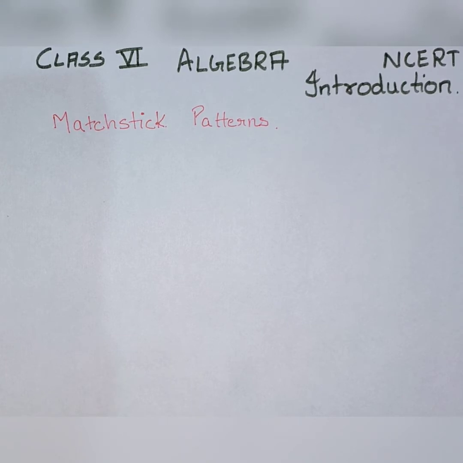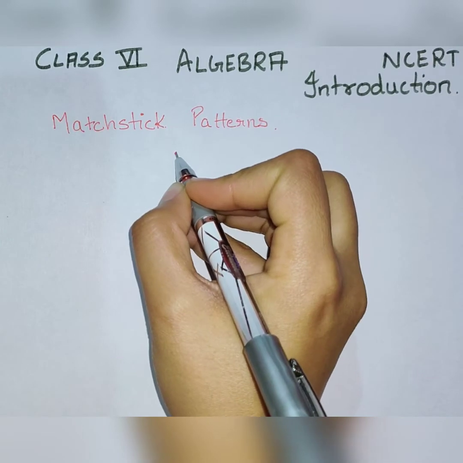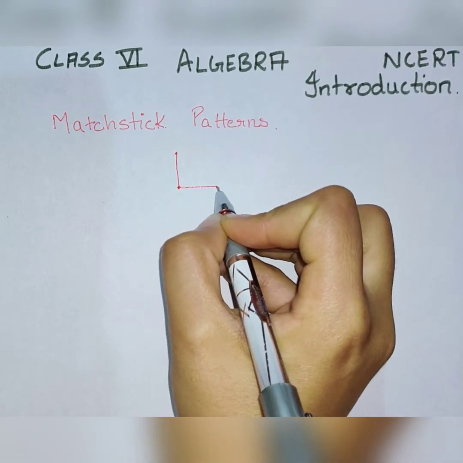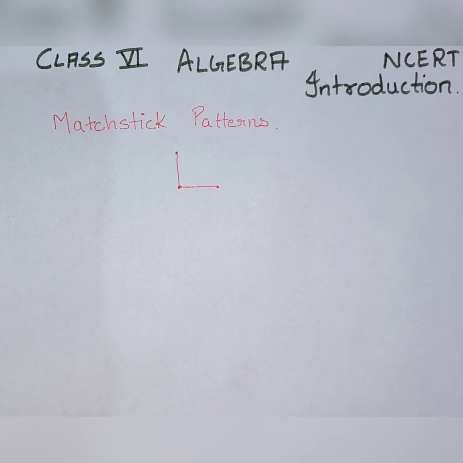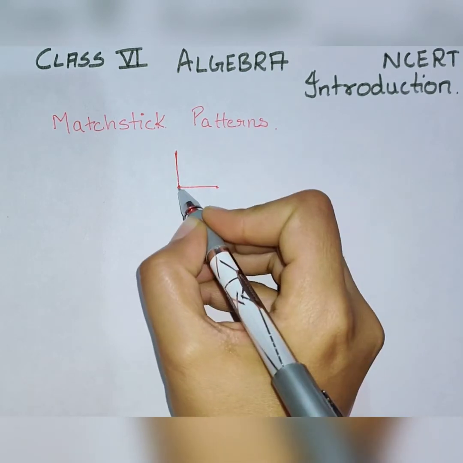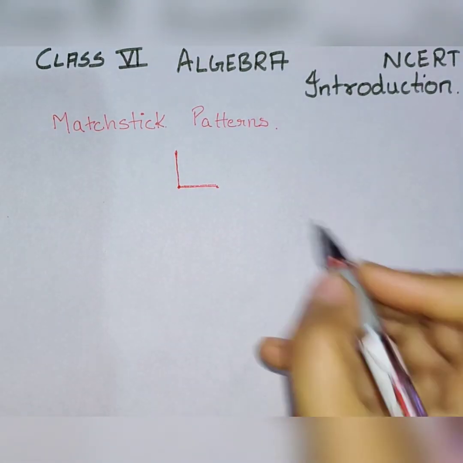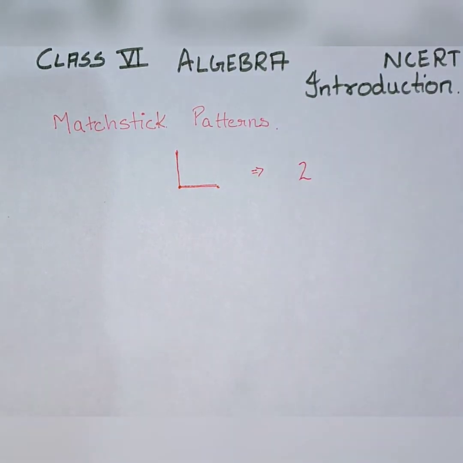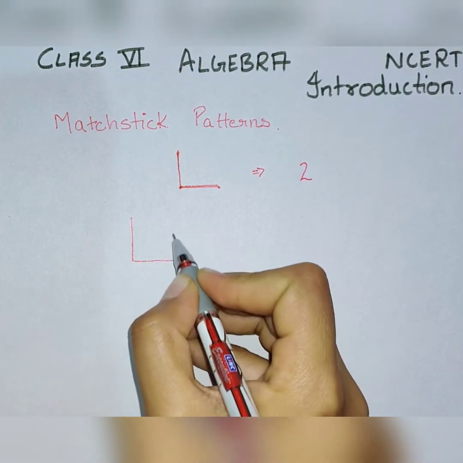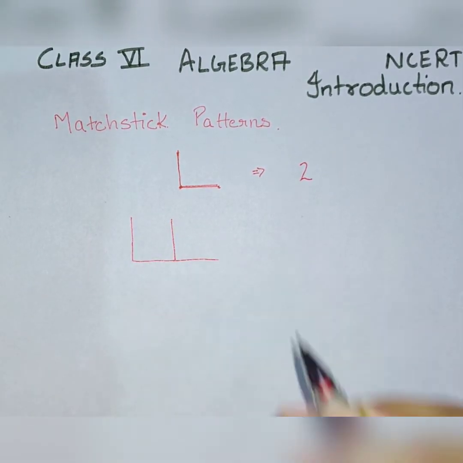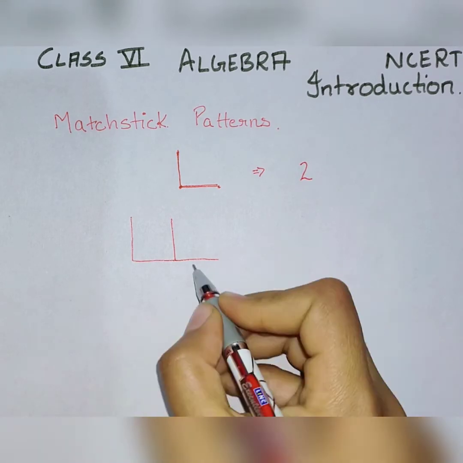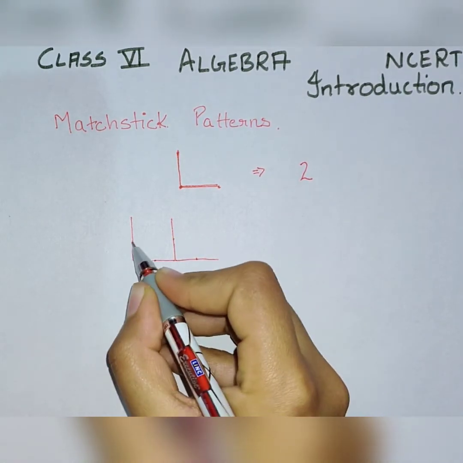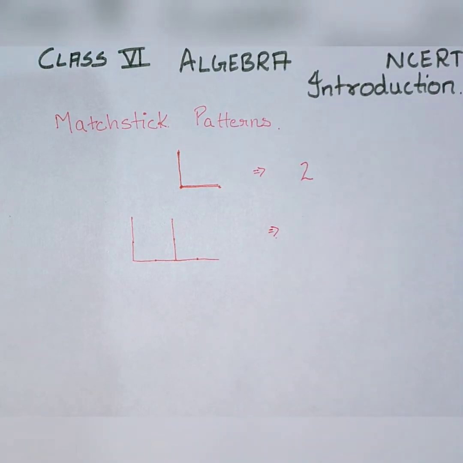First I am drawing a letter here, that is L. So this is a letter L. You can tell how many matchsticks are used here. Yes, 1 and 2. So for making letter L, the number of matchsticks used is 2. Now what if I draw 2L like this? Here the number of matchsticks used will be 1, 2, 3, 4. So for making 2L, the number of matchsticks used is 4.